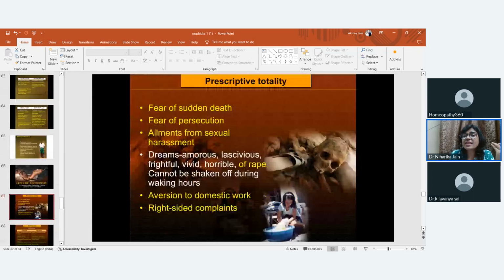Cenchris: fear of sudden death, fear of persecution, elements from sexual harassment. This is the key point for your Cenchris. Nowadays it is very common: if a school-going child comes to you in your OPD or clinic, sometimes they are not able to say it, but they may have had sexual harassment or misuse in childhood, or after that they developed this kind of symptom. Maybe you can think of it, because of elements from sexual harassment. They are saying fear of persecution, fear of sudden death, dreams amorous, lascivious, frightful, vivid, horrible. Again, dreams of rape, because they have elements from this. Cannot be shaken off during waking hours. Aversion to domestic work. Right-sided complaints.